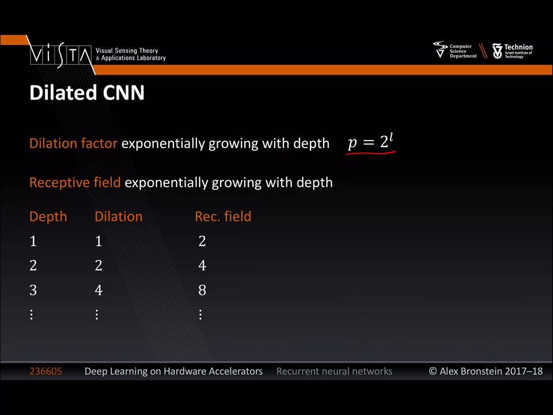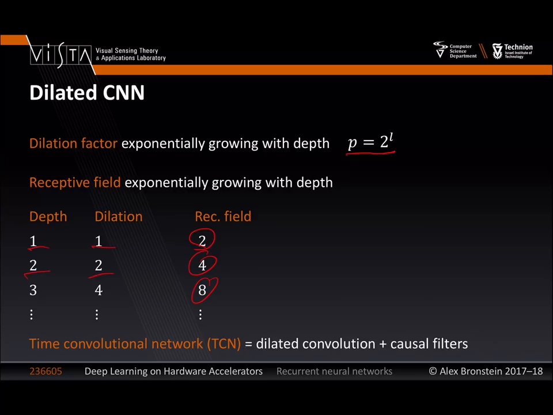Well, so again, a regular CNN with just dilated convolution. If you have depth one, dilation one, receptive field of two; depth two, dilation two, receptive field of four; then 8, then 16. So you see, it basically grows exponentially, right? And if you think of this mechanism in time, and you make sure that your filters are causal, meaning that the impulse responses of the filter exist only in the positive part of the time axis, then you have something that can be thought of as an alternative to RNN.